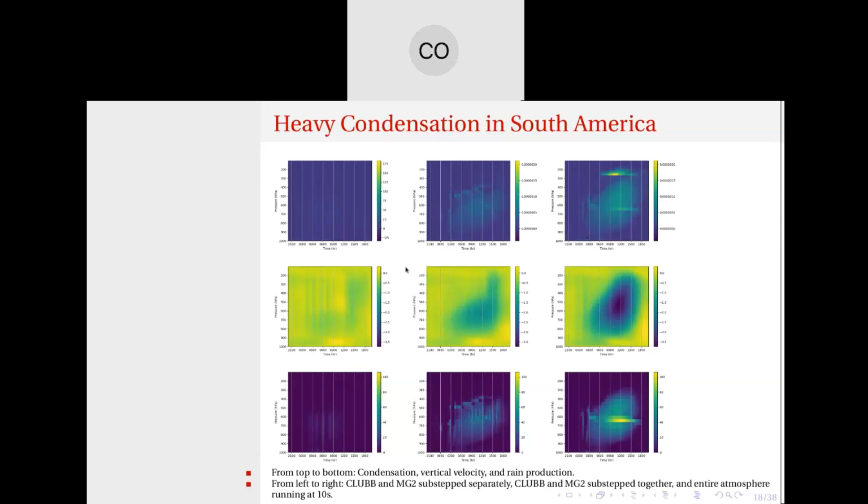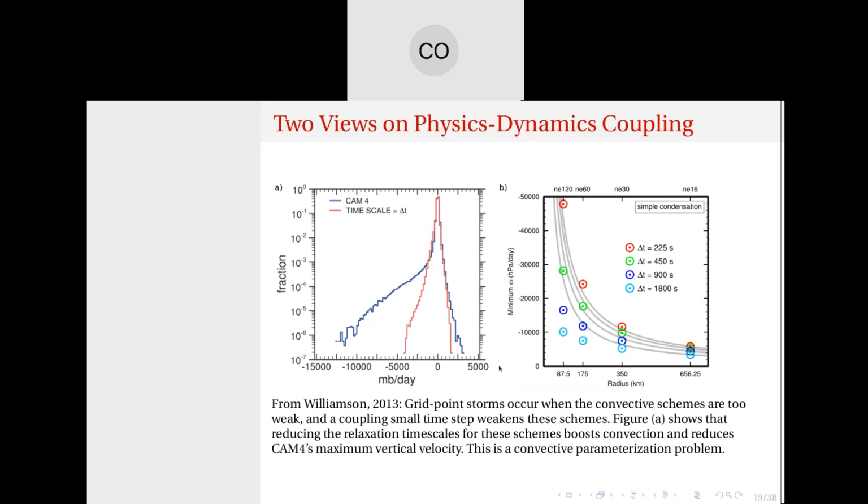And so you basically see that these things are all increasing in lockstep and that they're significantly higher. There's a much more well-defined cell developing when you change the MG2 and CLUBB coupling, and then that intensifies and also seems to really deepen when you also change the coupling with the dynamics to the 10-second interval.